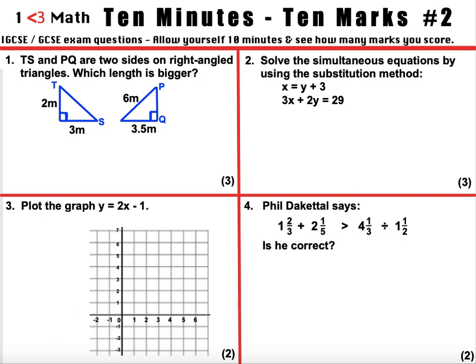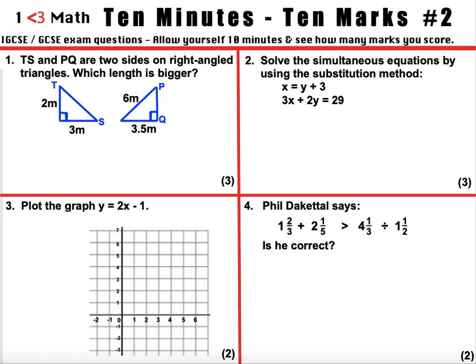This is the second video in the 10 minutes 10 marks playlist. The questions are of IGCSE or GCSE or even Cambridge Checkpoint standard. You can allow yourself 10 minutes and see how many marks you score. The first question is a calculator question. You can pause the video now if you want to have a go at them. You can use a stop clock, a phone, a watch, an egg timer, a sundial, whatever you have to time 10 minutes, and then I will proceed with the solutions and the explanations.